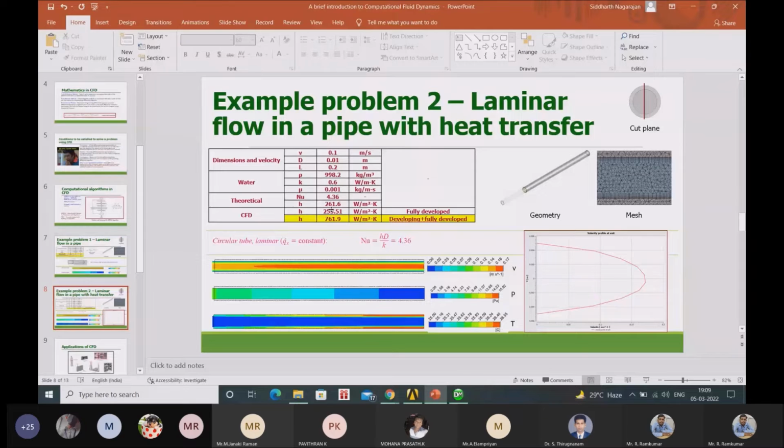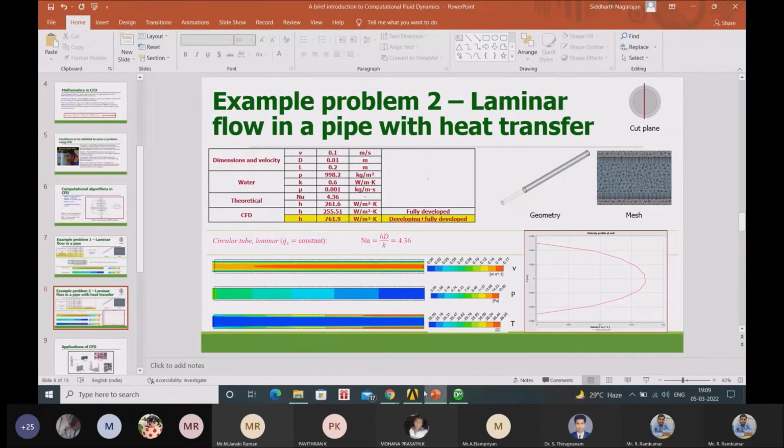So since my flow is in the developing region, the heat transfer coefficient is higher than it should be. And using the formula over here, if I try to find what the heat transfer coefficient for this is, it's going to be much lower because the flow hasn't fully developed yet. But once the flow is fully developed, both of these two are going to match very well. So you should take all these things into consideration before trying and solving a problem.